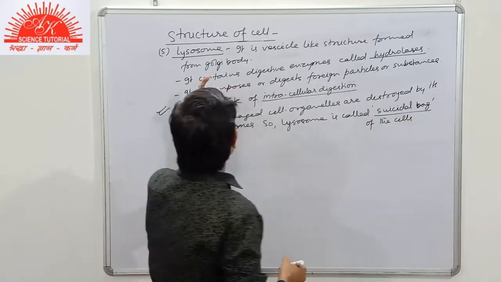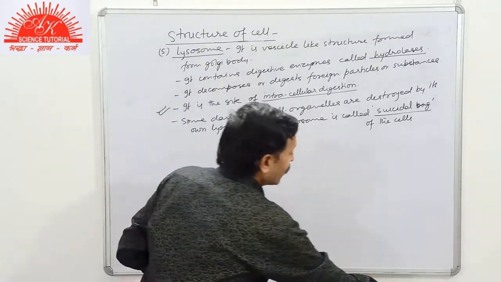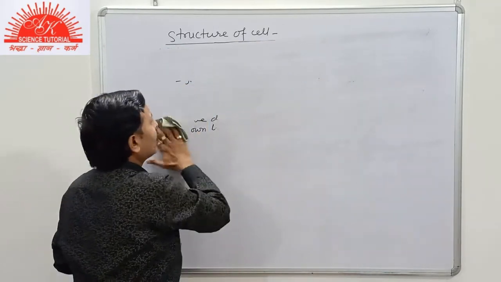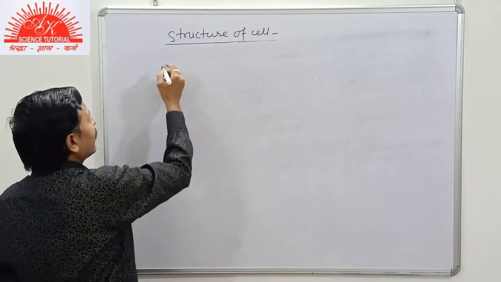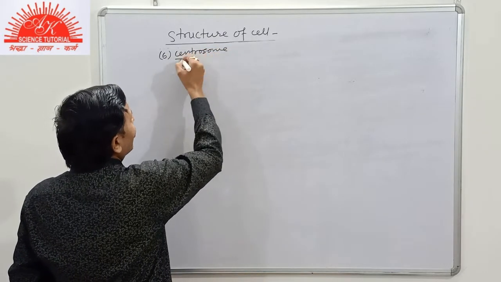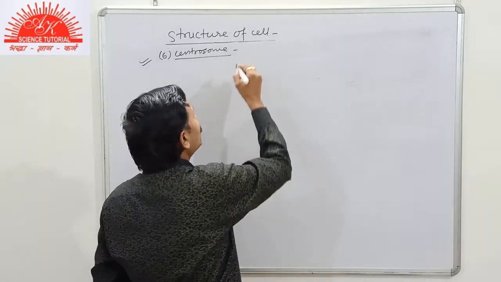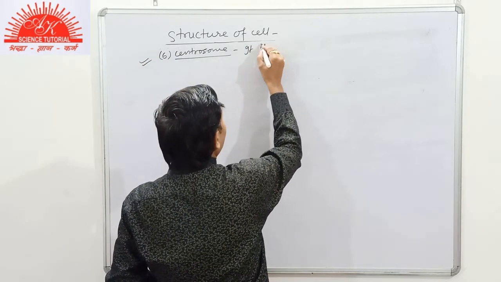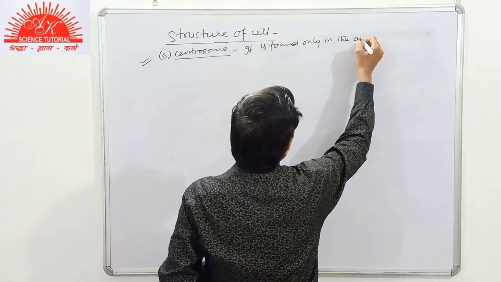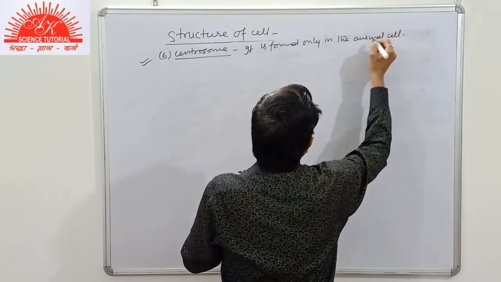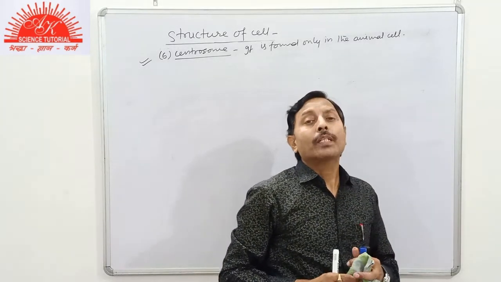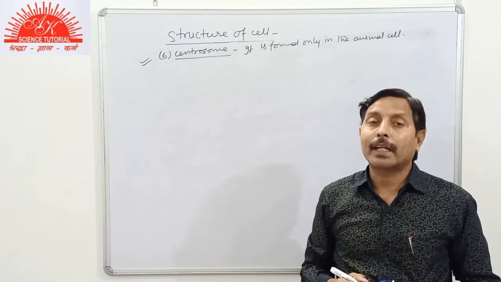So this is the lysosome, which is made from the Golgi body, that is, some vesicles from the Golgi body change into lysosome. Now the next structure is the centrosome. Students, the centrosome is found only in the animal cell. So we have to remember, if the question is asked, name the cell organelle which is found only in animal cell, then it is centrosome.